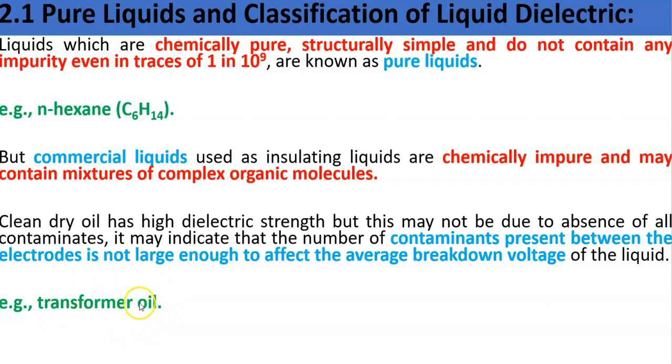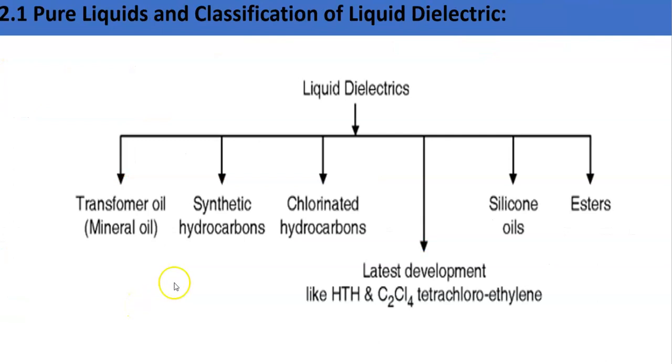So we are testing transformer oil in the lab. These are the liquid dielectrics. Transformer oil is a mineral oil. Then examples of oils are synthetic hydrocarbon oil, then chlorinated hydrocarbons, then latest developments like C2Cl4, tetrachloroethylene. Then silicone oil and esters are there. Transformer oil generally has 40 kilovolt per centimeter. For air, according to Indian standard specification, general breakdown strength is considered as 30 kilovolt per centimeter. But for oil, we have to consider 40 kilovolt per centimeter.